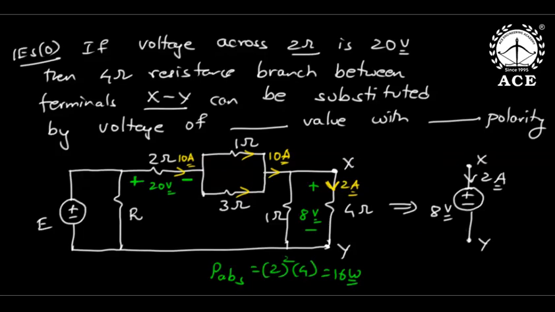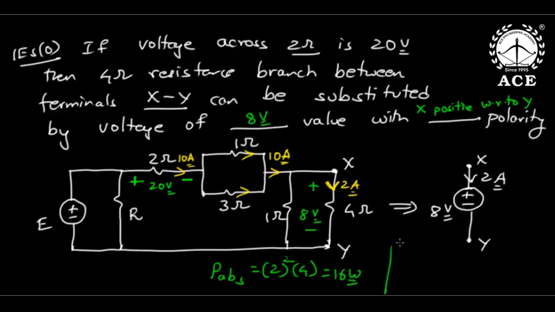So in fill in the blanks in IES, actually you should write this is 8 volts with X positive with respect to Y. That is the meaning you have to write. So the answer is it is 8 volts with X positive with respect to Y.